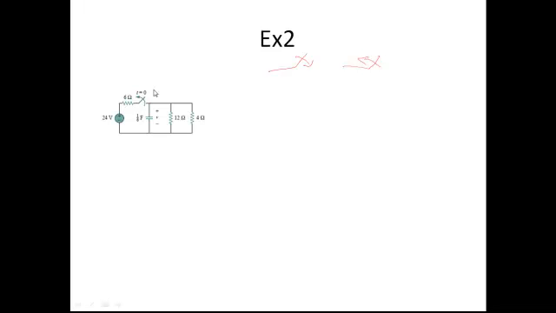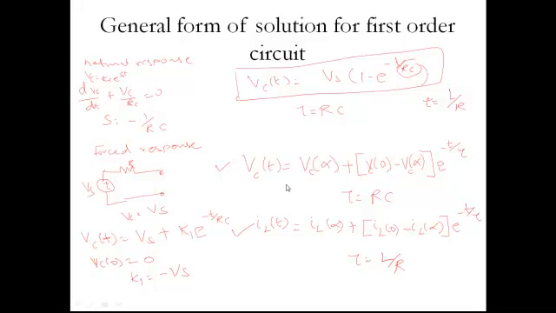Sorry, I forgot one thing. The general equation Vc of t equal to Vc of infinity plus Vc of 0 minus Vc of infinity times e power minus t minus t naught. It is not minus t only, it is minus of t minus t naught. Similarly here also t minus t naught. This t naught is the time at which the switching takes place.